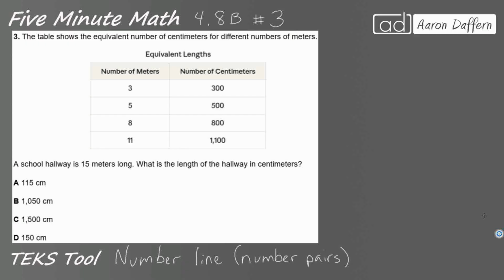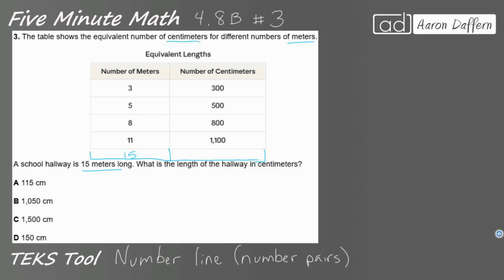So we have a table here showing the equivalent rates between centimeters and meters. And we need to figure out how many centimeters a school hallway that is 15 meters long is. So if I were to extend my table, I could put 15 right there, and I'm looking for that matching equivalency. Now, some of us might already know how many meters make up so many centimeters.